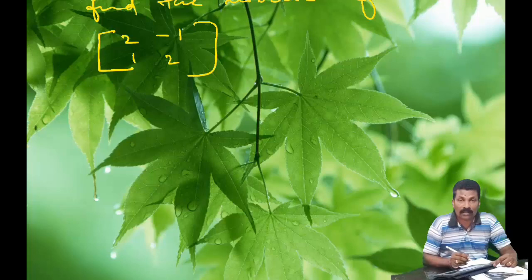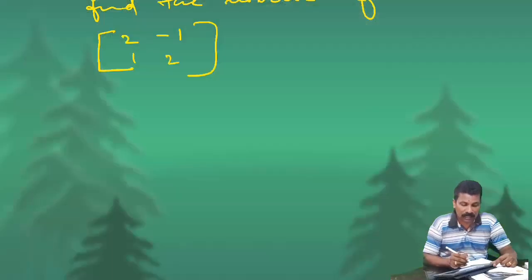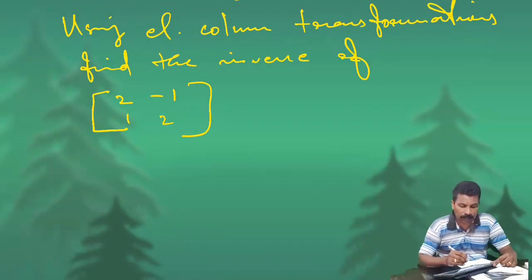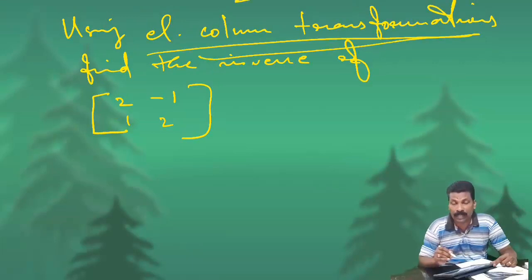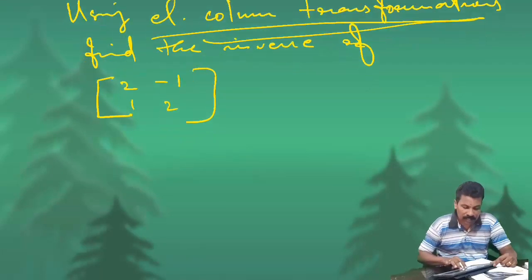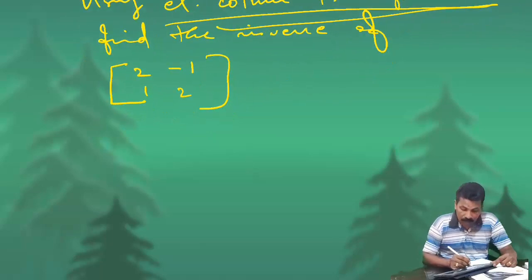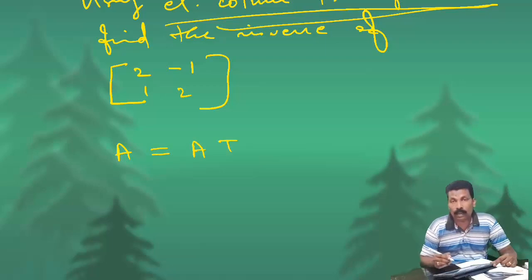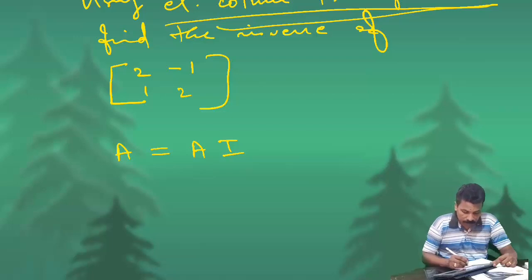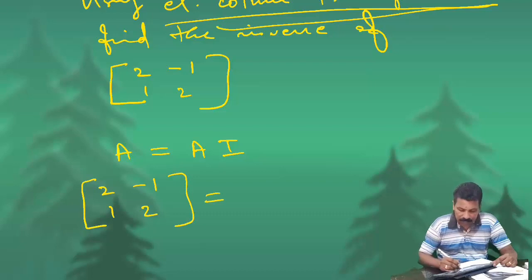Okay, so here again I tell you one more step. If you are going to apply elementary column transformation, what is the starting equation? The starting equation will be A is equal to AI. A is equal to AI. That's a very important step. Now what is it? That is 2, negative 1, 1, 2 is equal to A, with no change, and I means 1, 0, 0, 1.